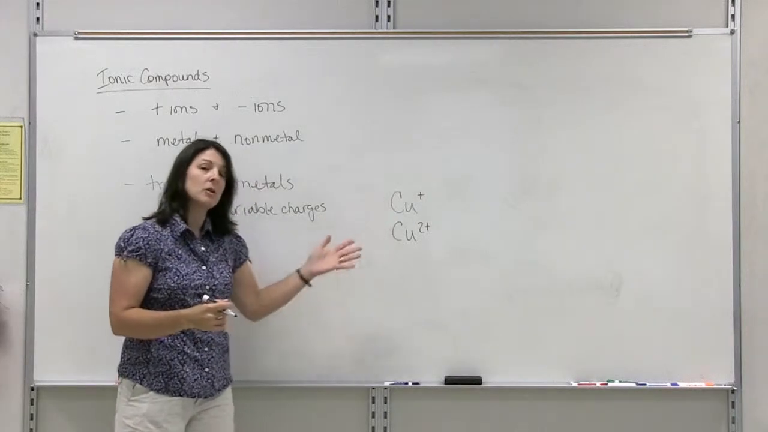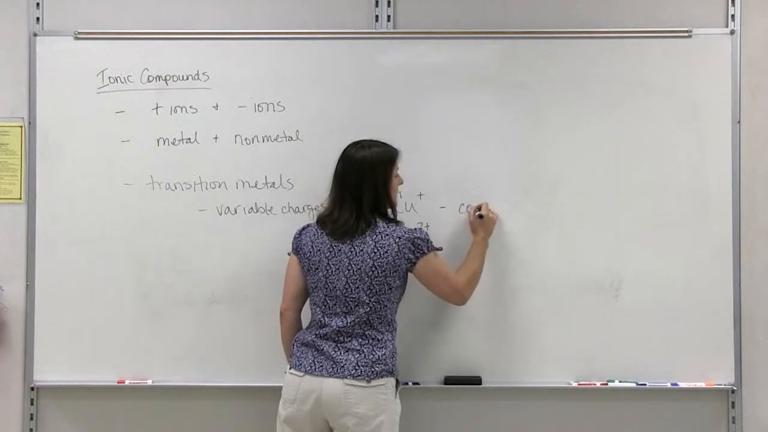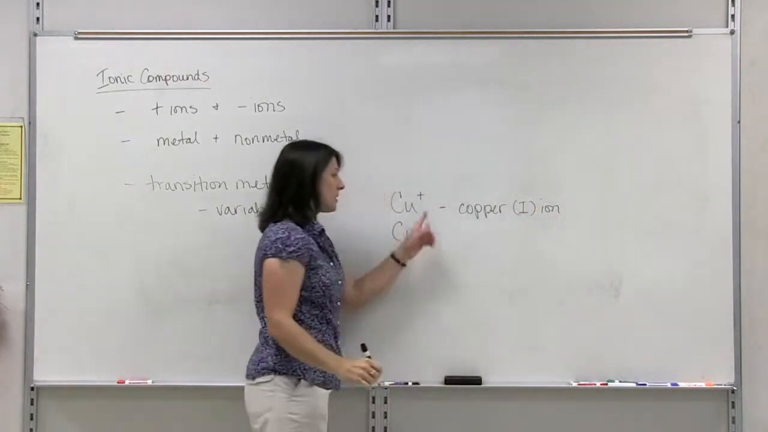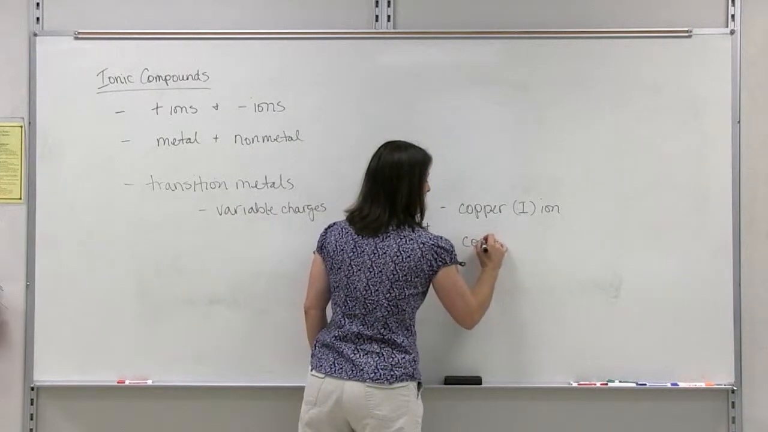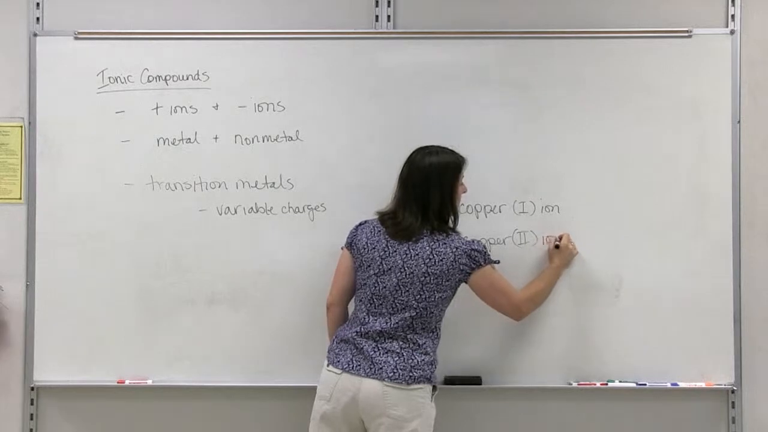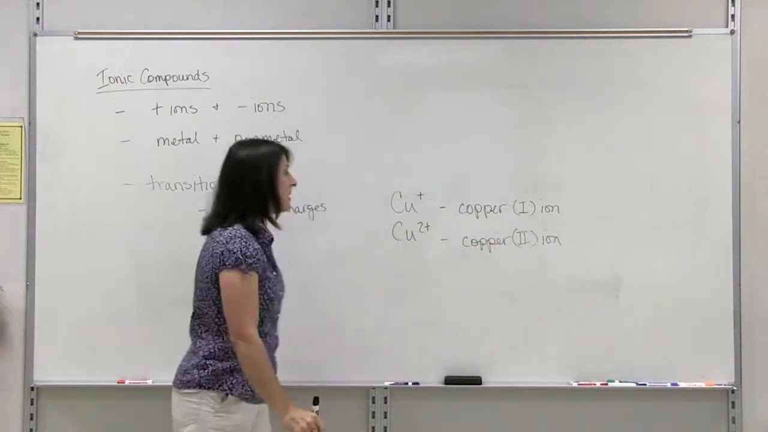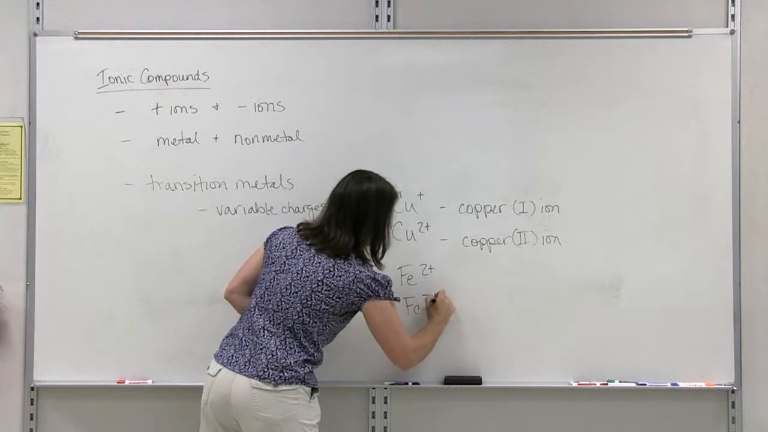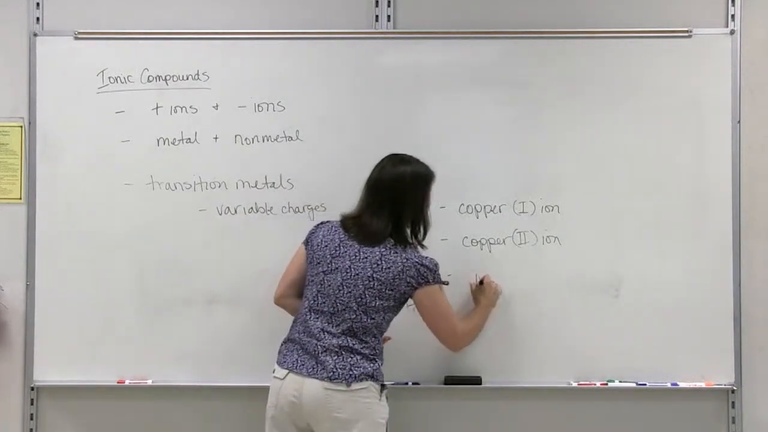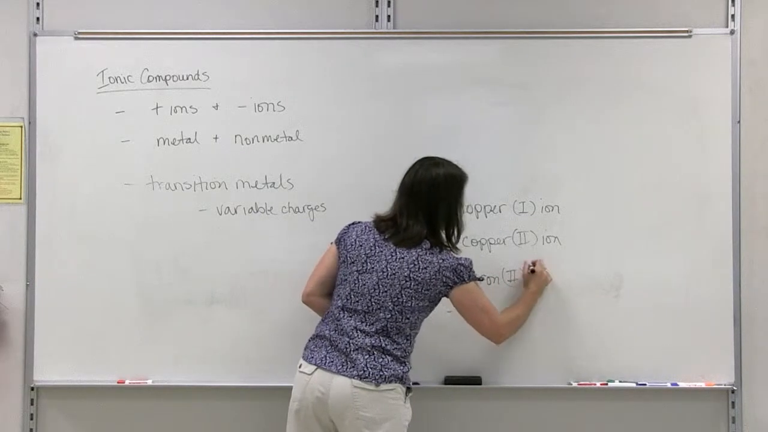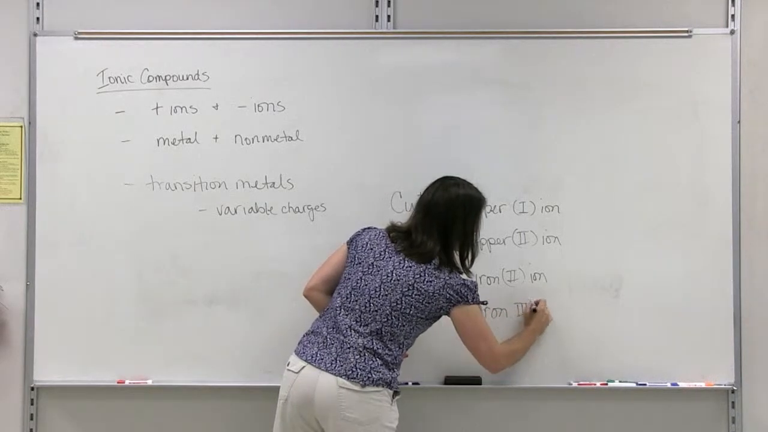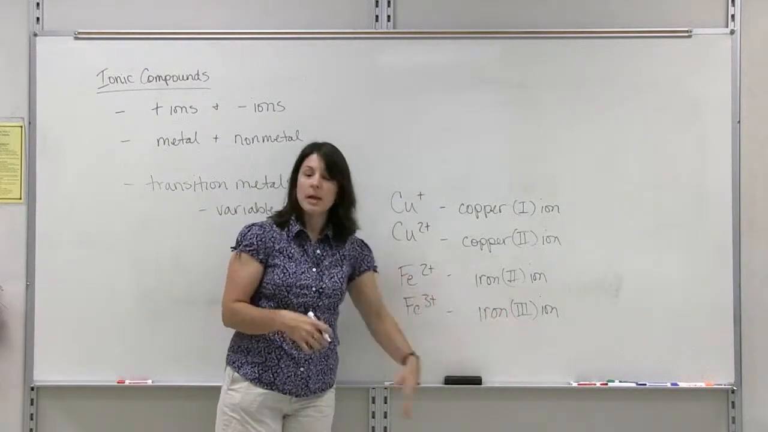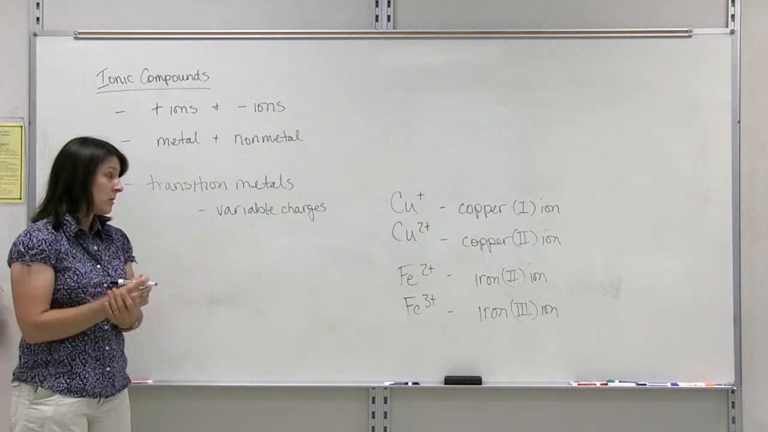To distinguish between these two, when we name them, we are going to indicate the charge of the ion. So this would be copper 1 ion because it has a charge of +1. This would be the copper 2 ion because its charge is 2. Okay? Same thing with iron. Iron can have a 2+ charge and a 3+ charge. So this would be iron 2 ion. This would be iron 3 ion. So you must indicate what the charge is with the name when you're naming compounds that have a transition metal in them. Okay?